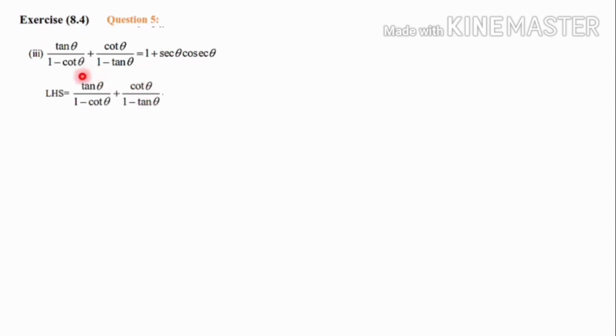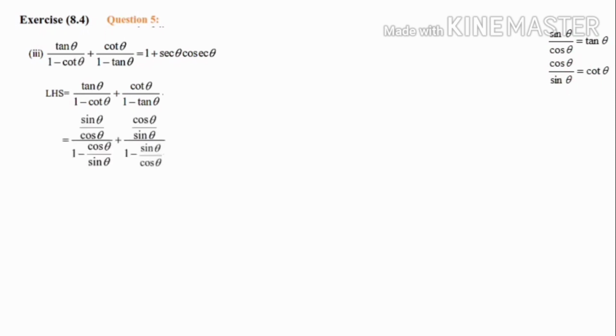Here in the left hand side, tan and cot we have to convert into sin and cos. We know the formula, sin theta by cos theta is equal to tan theta and cot theta in terms of sin and cos is cos theta by sin theta. Let's substitute these formulas, that is tan theta will come as sin theta by cos theta divided by 1 minus cot theta, which is cos theta by sin theta, plus cot theta again will come as cos theta by sin theta divided by 1 minus tan theta, which will come as sin theta by cos theta.